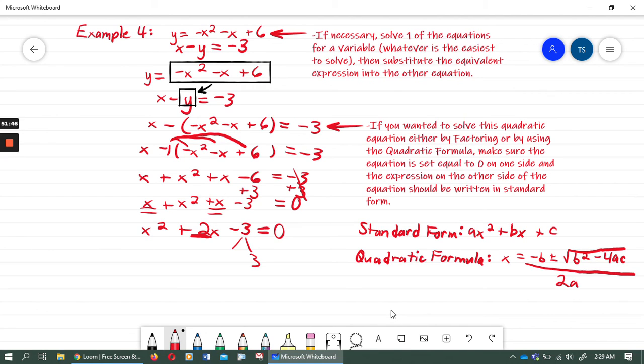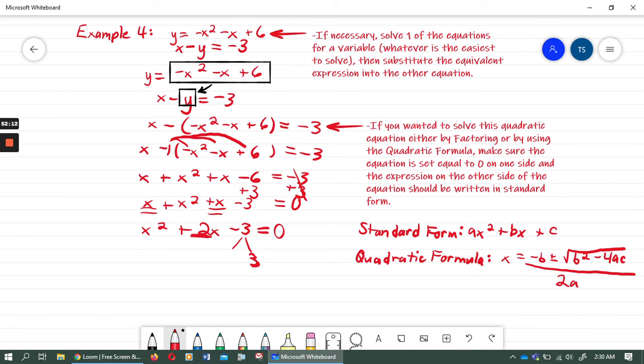And again, guys, if you need a refresher on factoring quadratics, feel free to look that up on your own, or look back at some of the previous videos that we've already done, where we've solved quadratic equations by factoring.